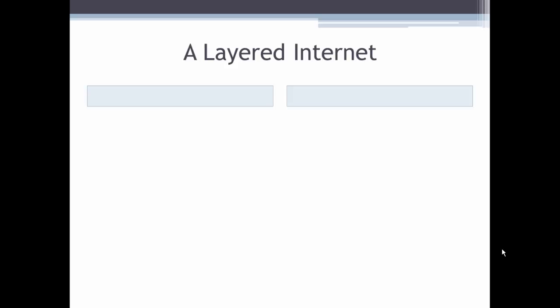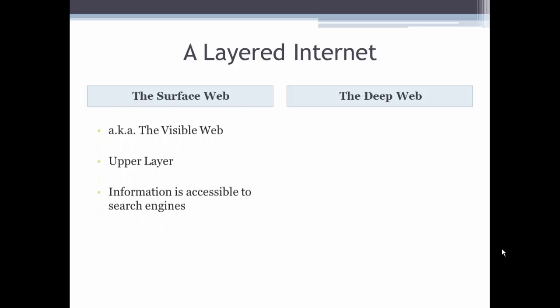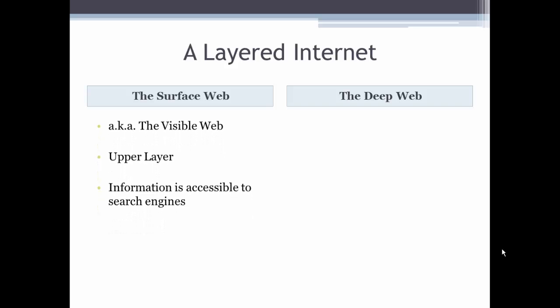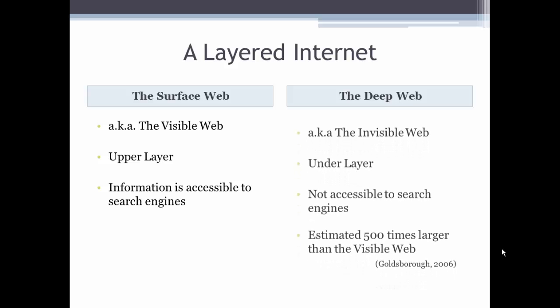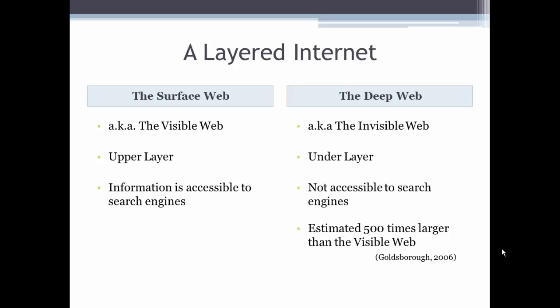The first thing to explain is what is meant by the surface web. One should know that the internet is divided into two layers, the surface web and the deep web. The surface web, also referred to as the visible web, is the upper layer containing information accessible using search engines. The deep web, sometimes called the invisible web, is the underlayer consisting of information that is accessible on the web but not through common search engines.